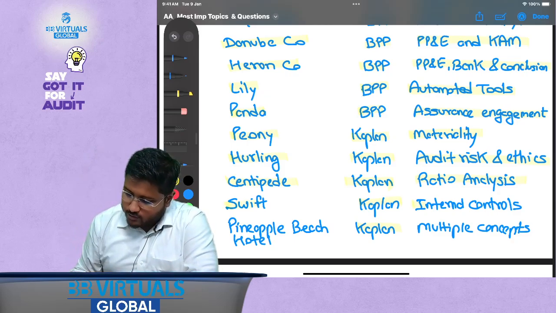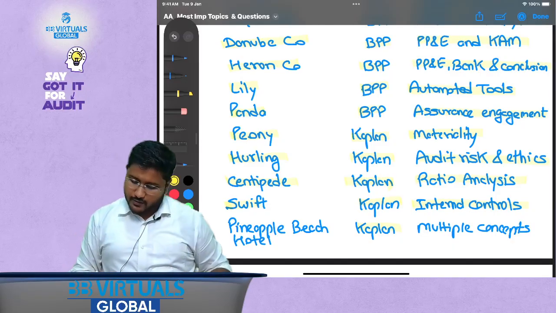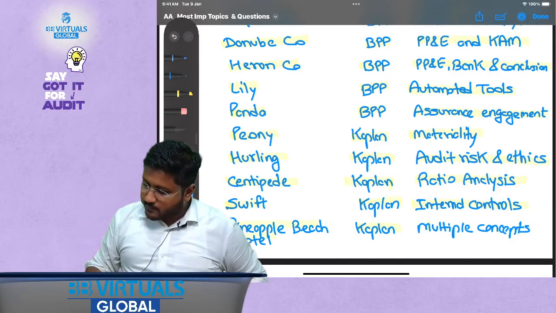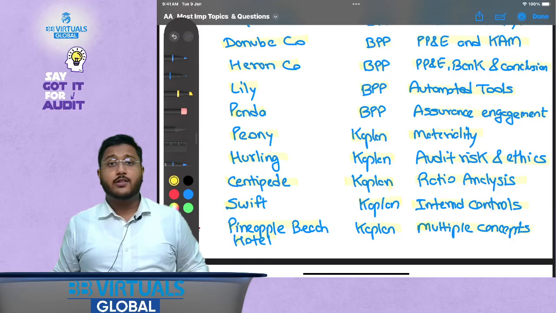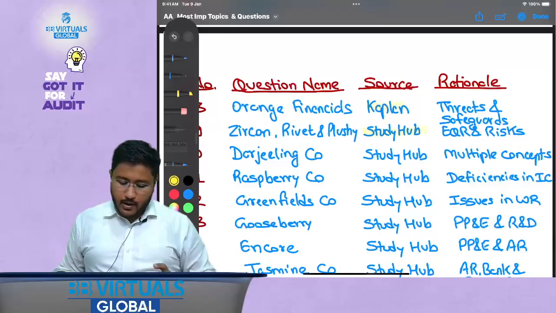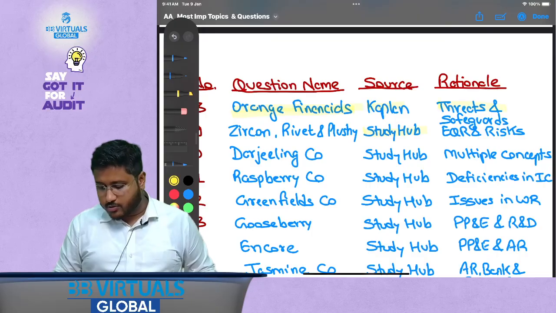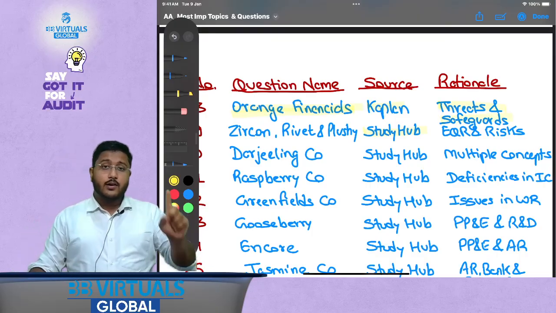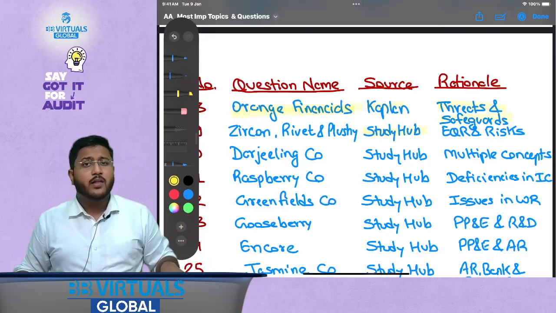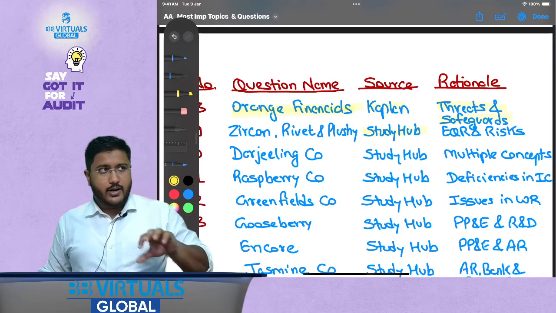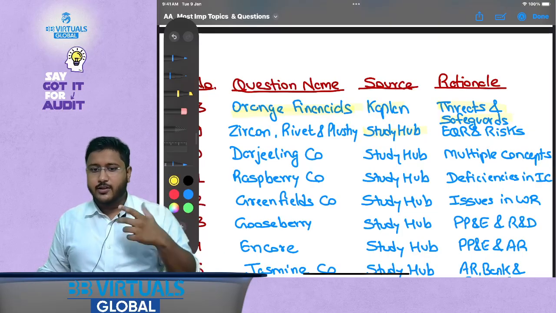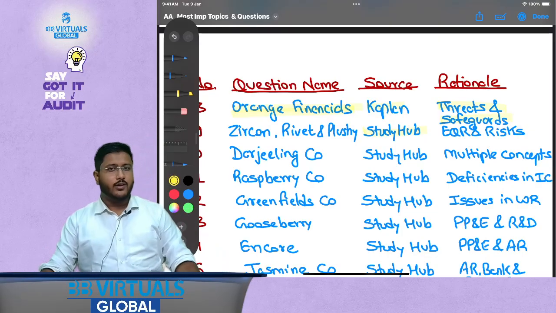Then Swift talks about internal controls. Again, internal controls are very important. Pineapple Beach Hotel, multiple concepts are tested here. That is why this becomes one of the most important questions. Then Orange Financials. This is the last question from Kaplan, and this talks about threats and safeguards. This is a single question that I have identified where we are talking about safeguards also, that is, along with threats, we are also talking about safeguards. So that is why this question becomes a little more important.